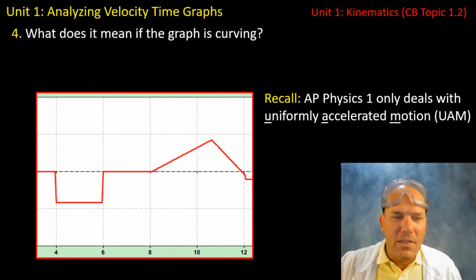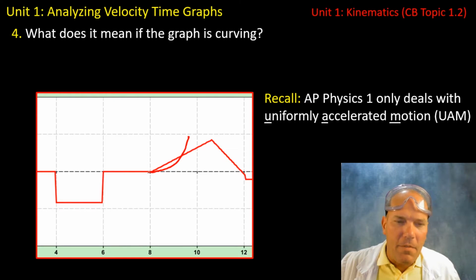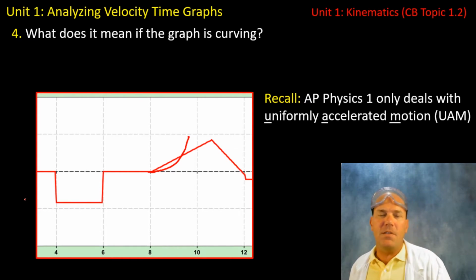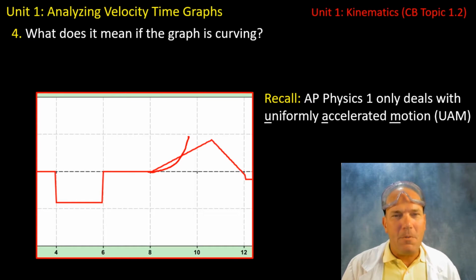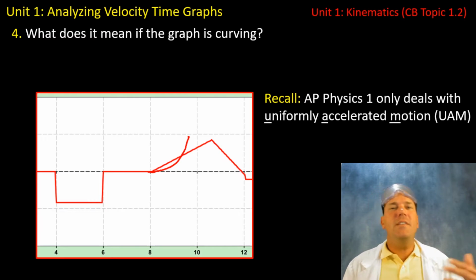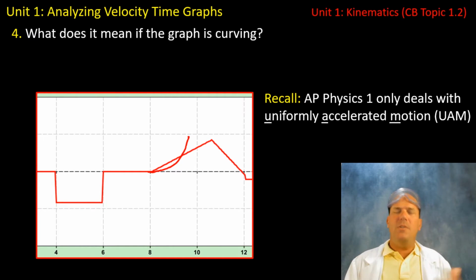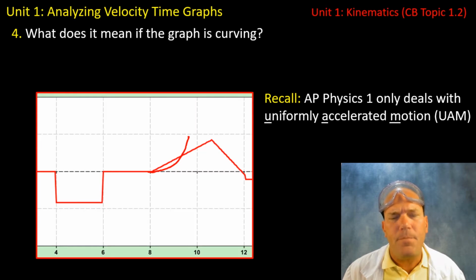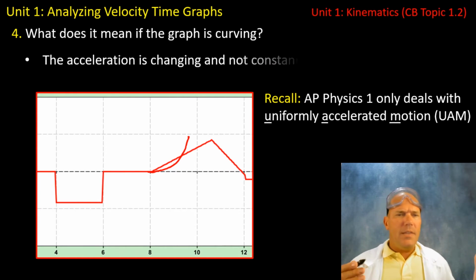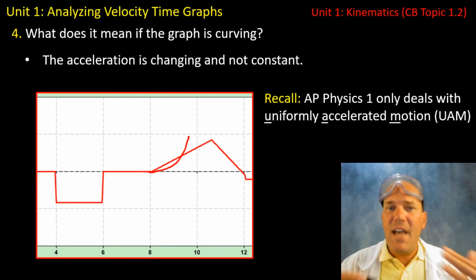Well, we don't have that in a simulation, so I'll go ahead and sketch that in. Whoa, what's happening here if the graph curves and we're looking at velocity as a function of time? Foremost, remember, again, AP Physics 1, we're considering constant acceleration. We're looking at uniformly accelerated motion. But you have enough knowledge to be able to interpret this, and that's important to me. This is simply showing that the acceleration is changing. It's not uniform. It's not constant.